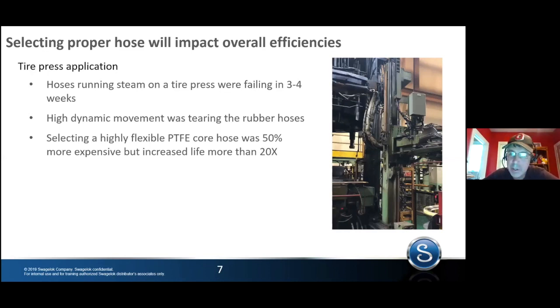So even though the hose was more expensive than the rubber hose that was being applied, obviously it's a cheaper installation because it's lasting far more than 50% longer. So it's a better situation. It's safer, and everyone wins because of a better hose application.